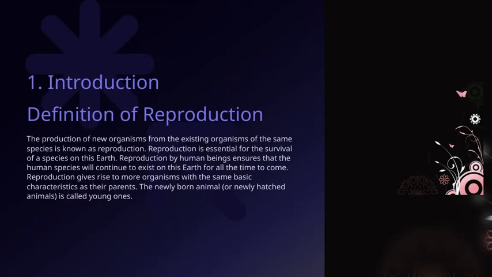Reproduction is all about creating new organisms from existing ones of the same species. It's a fundamental process that ensures the survival of a species on Earth. When we talk about humans, reproduction is what allows our kind to continue existing across generations. It's interesting to note that reproduction results in offspring that share the basic characteristics of their parents, maintaining the traits that define the species. Also, when animals are born or hatch, we refer to them as young ones.